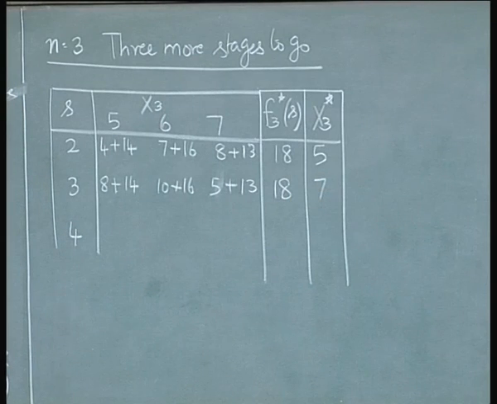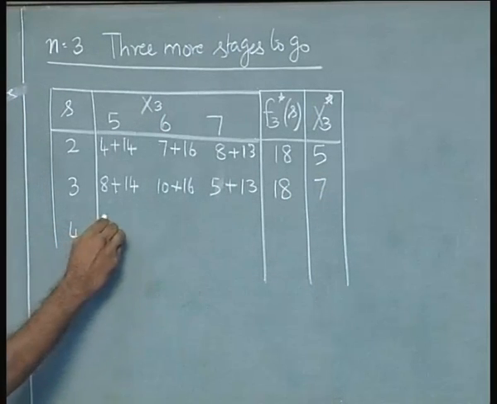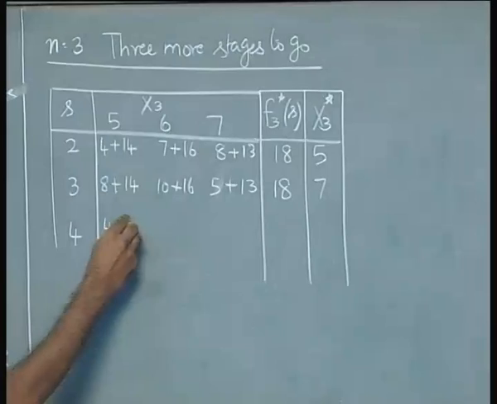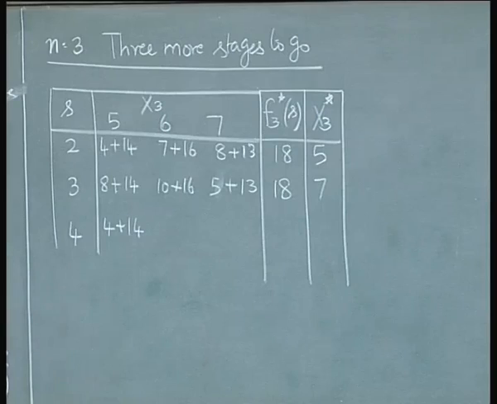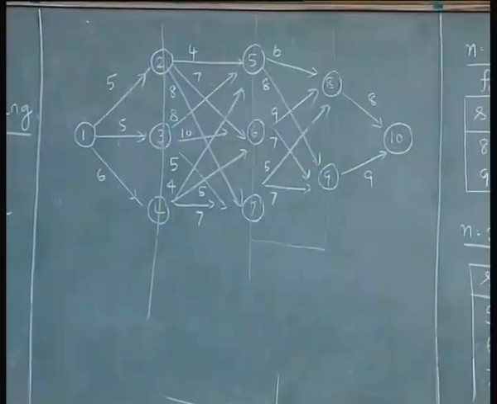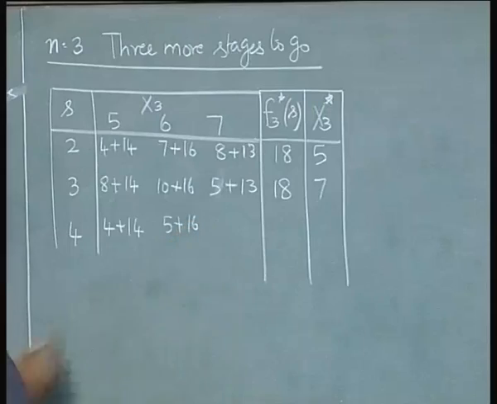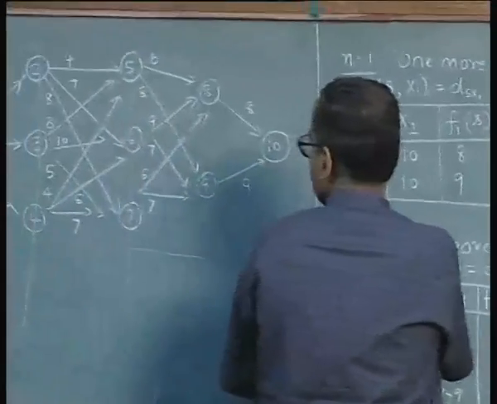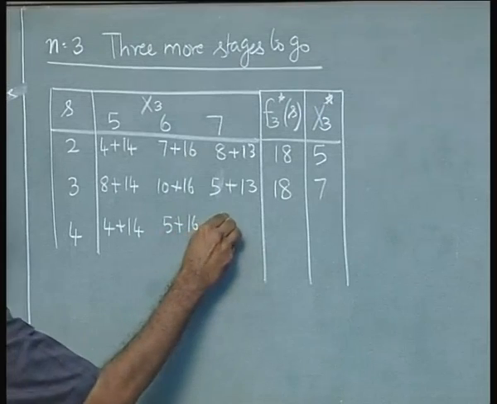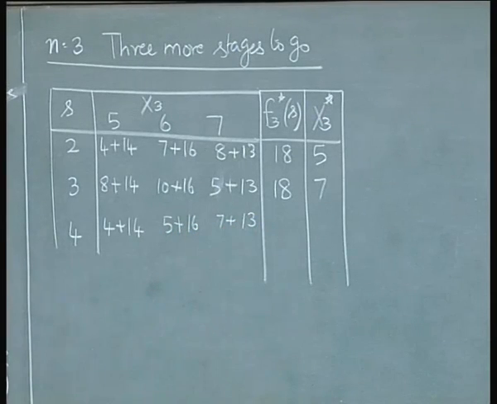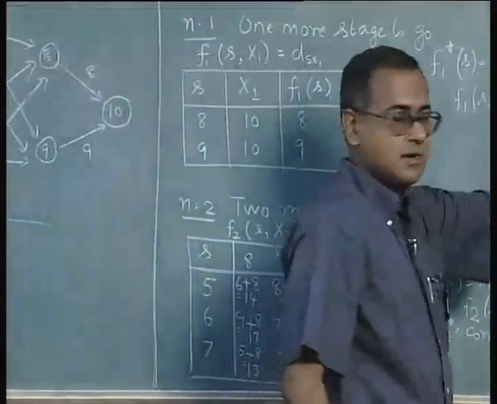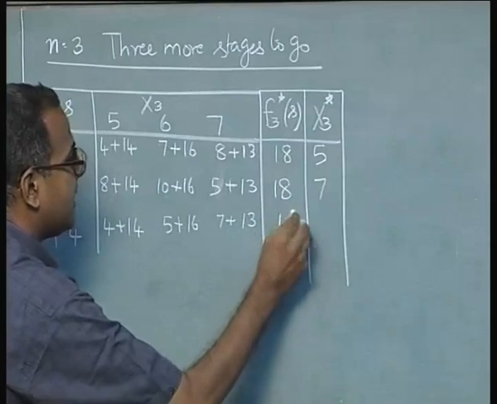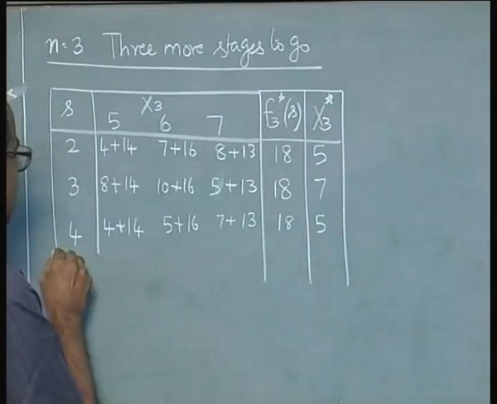Now if I am at 4, then I incur 4 to 5 is 4, 5 to destination is already here as 14, the same 14 here. 4 to 6 is 5, 6 to destination is 16, which is here as well as here, and 4 to 7 is 7, 7 to destination is 13, the same 13 that is here as well as here. So the values are 18, 16 plus 5 is 21, and 20, so it is again 18 and the best decision is to go to 5.